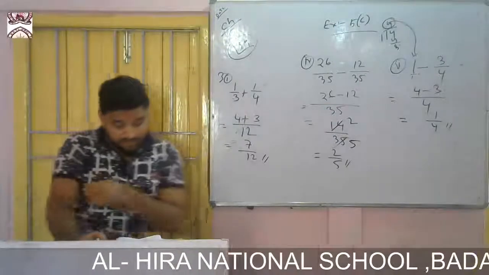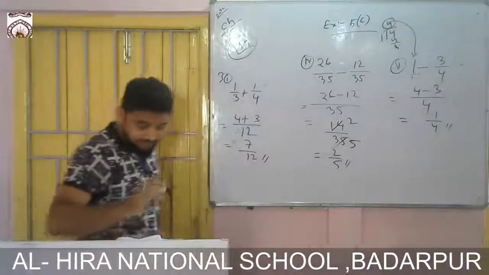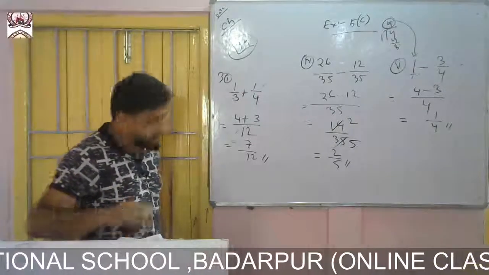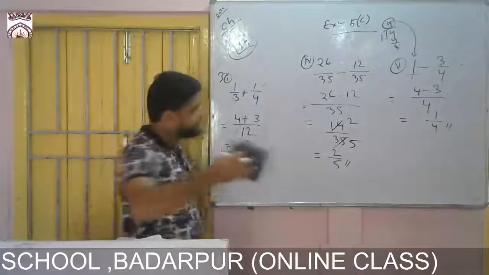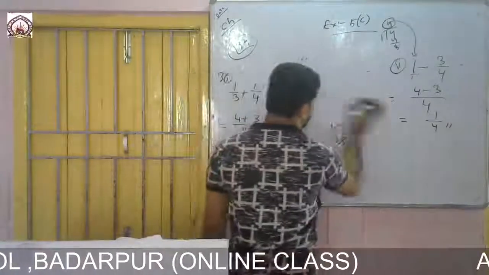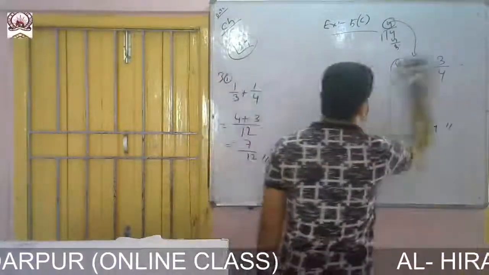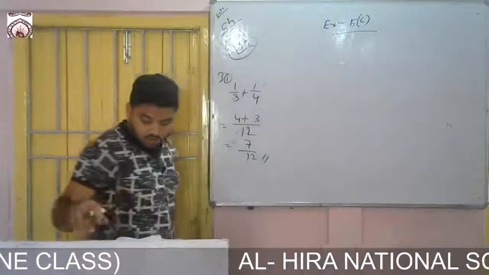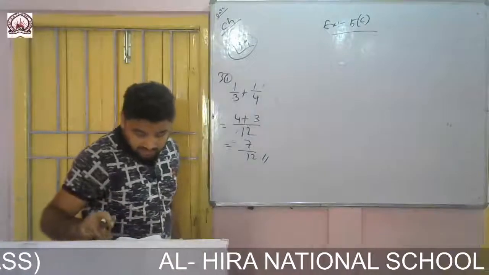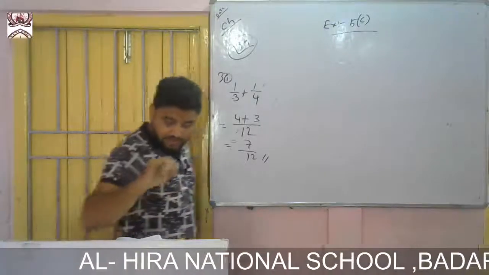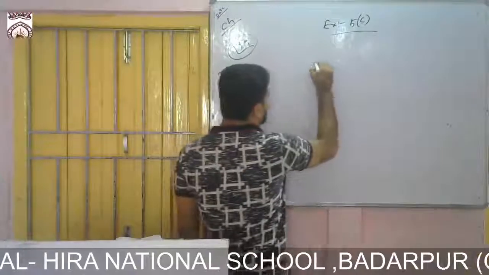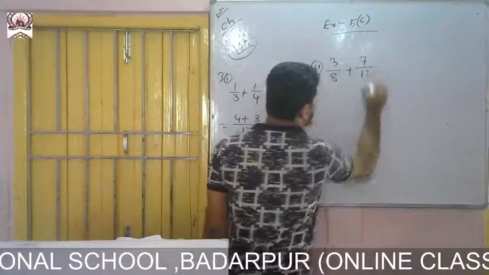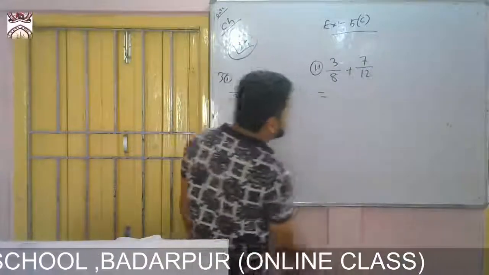Now come to question number 4. Okay, question number 2 also you see. So question number 2, what is there? 3 by 8 plus 7 by 12.